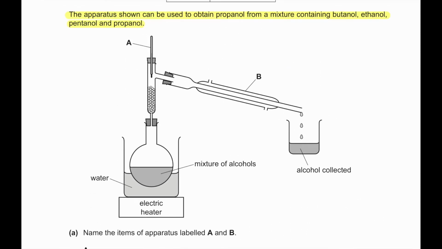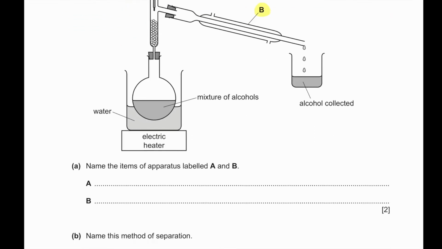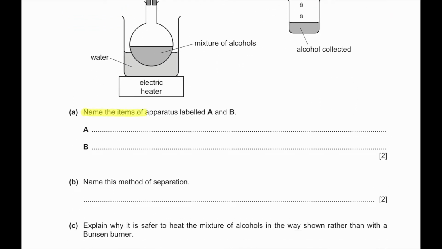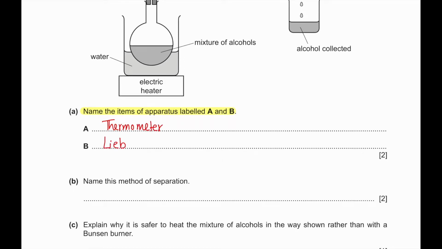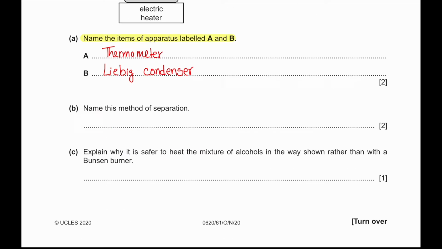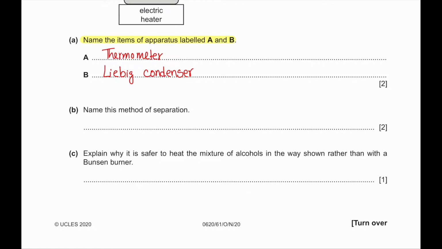Now we can see apparatus A, which is a thermometer, apparatus B, which is a condenser. Name the items of apparatus labeled A and B. So A is a thermometer and B is Liebig condenser.